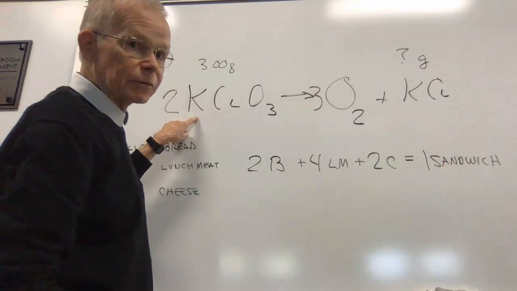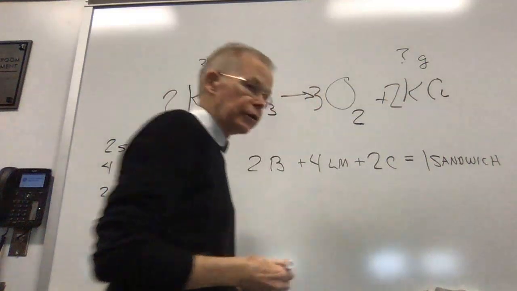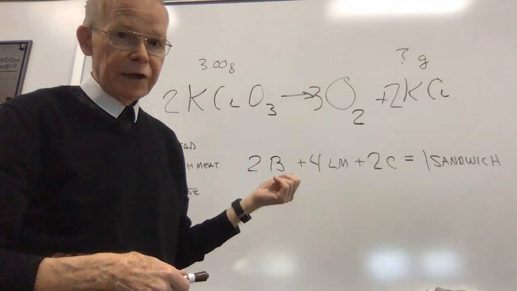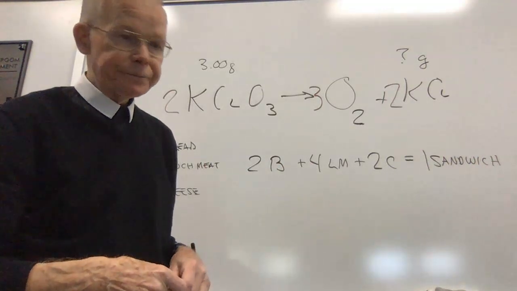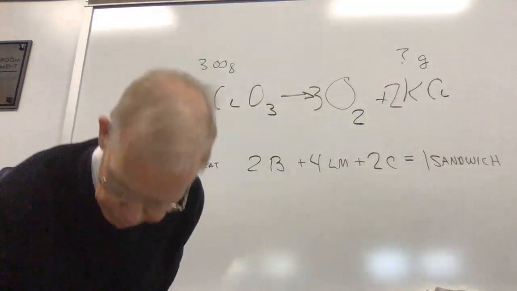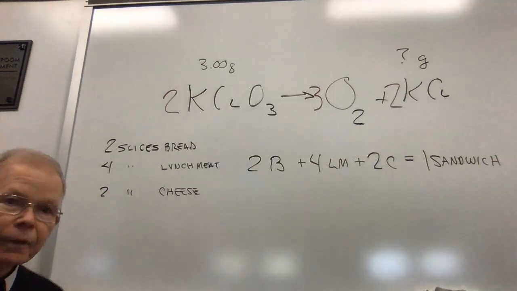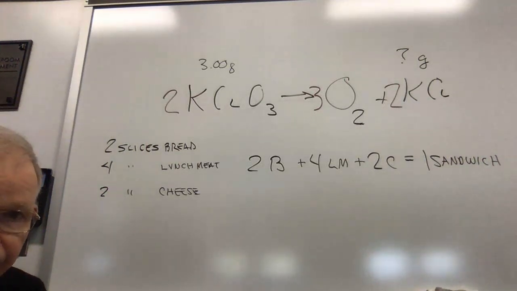Since I have 2 potassiums and 2 chlorides on this side, I better put a 2 in front of the KCl to get those to match up. So my ratio for my reaction is 2 potassium chlorate will give 3 oxygen and 2 potassium chloride. Let me stop for a moment now and give you a chance to copy that down. 2 potassium chlorate yields 3 oxygen and 2 potassium chloride.